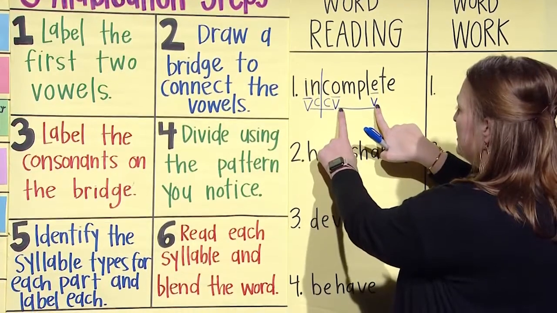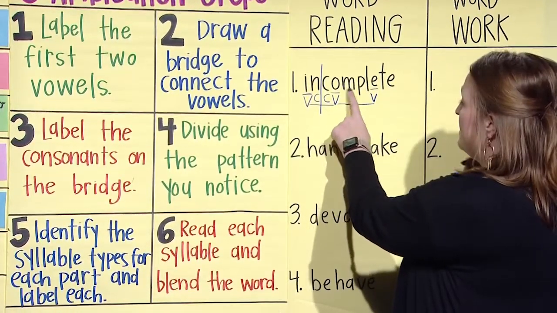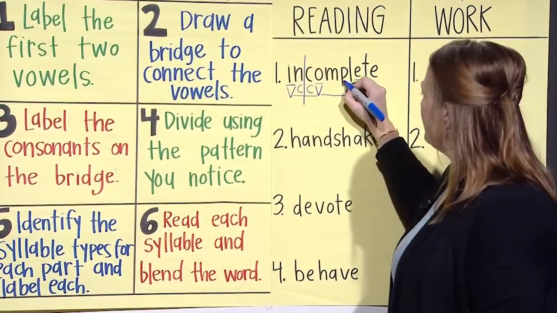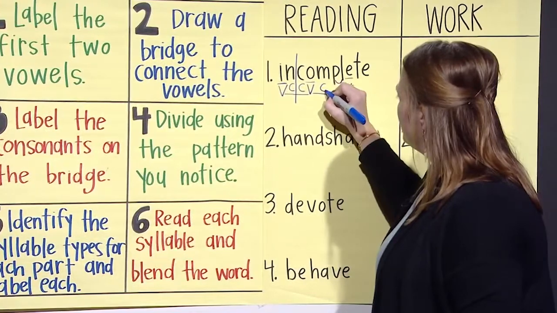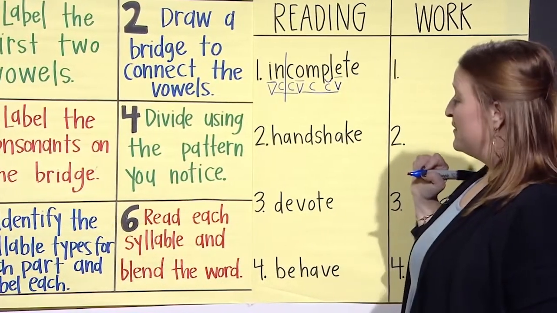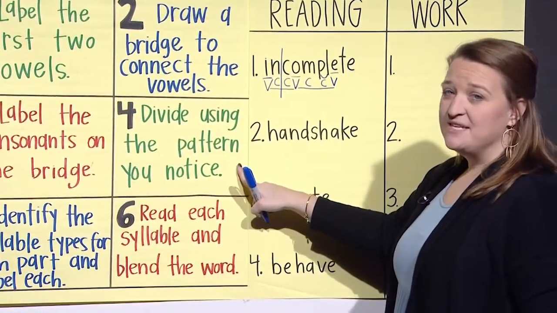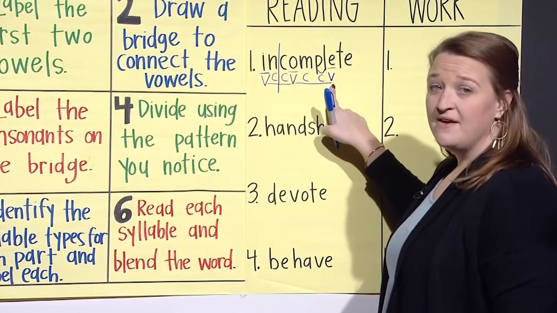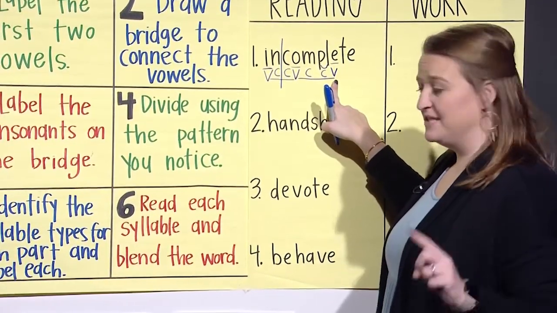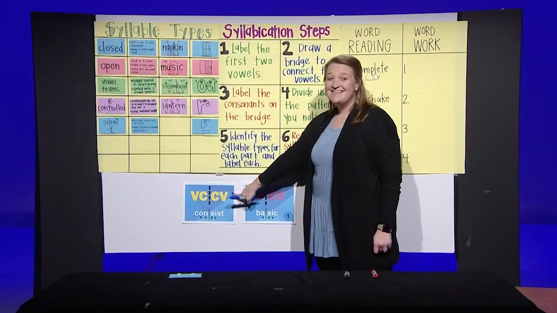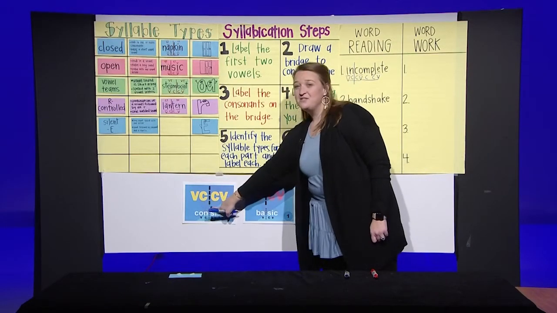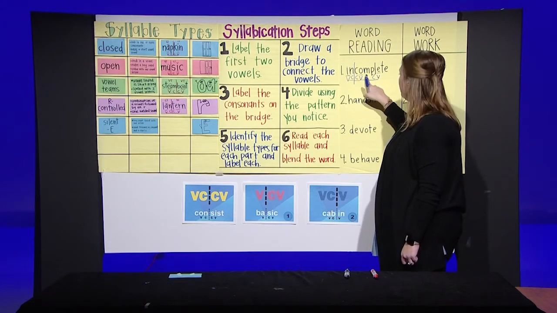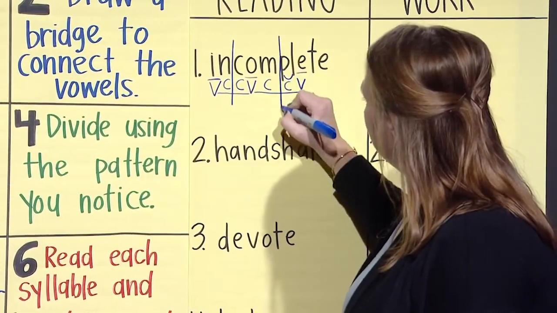So let's look at our new bridge. I see three consonants, M, P, and L. But I know that P and L is a blend. So I want to keep those together, remember, and consider those one consonant. Now we're ready to divide using the pattern we notice. And I see a V, C, C, V. And we just said with our first syllable that with V, C, C, V, we divide between the consonants. So I'm going to divide in between the M and the P because those are my two consonants I need to divide between.